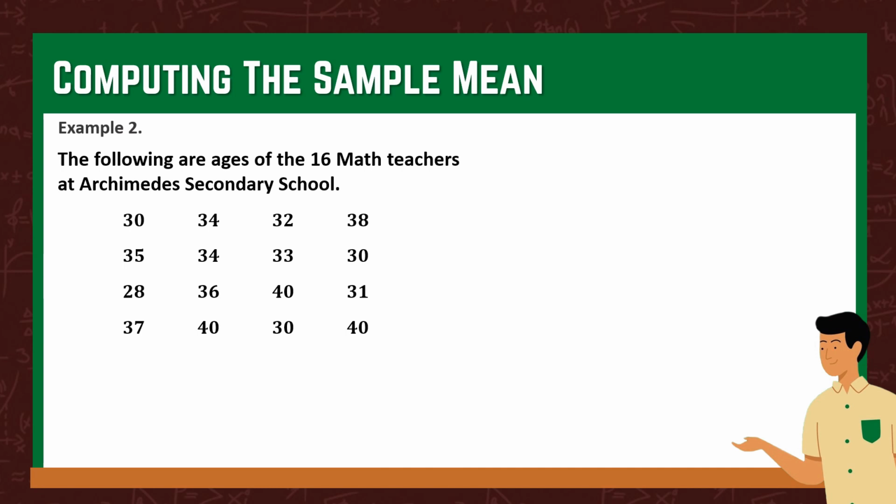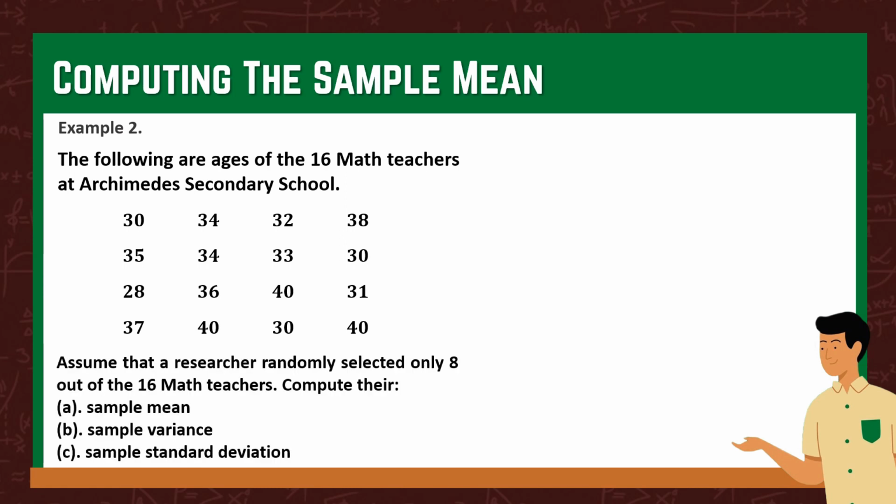The following are ages of the 16 math teachers at Archimedes Secondary School. Assume that a researcher randomly selected only 8 out of the 16 math teachers. Compute their A. Sample mean, B. Sample variance, and C. Sample standard deviation. Assume that the encircled data are those that were randomly selected.